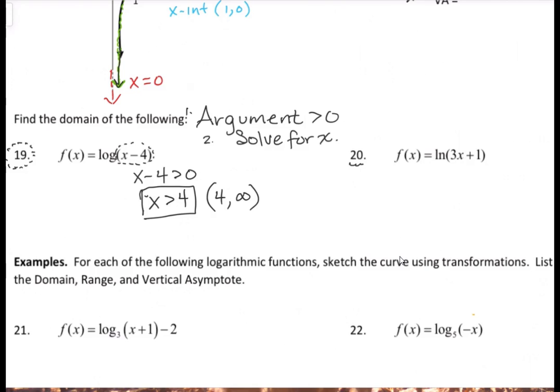Okay, if you want to stop the video and try number 20 on your own, and then we can check to see if you got it right, that would be a good time to do that.